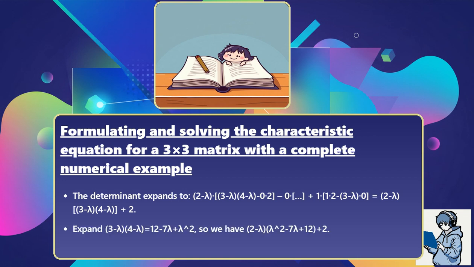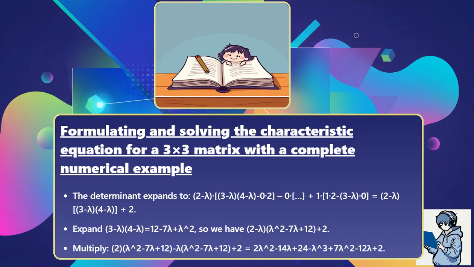Expand (3 minus lambda) times (4 minus lambda) equals 12 minus 7 lambda plus lambda squared. So we have (2 minus lambda) times (lambda squared minus 7 lambda plus 12) plus 2. Multiply 2 times (lambda squared minus 7 lambda plus 12) minus lambda times (lambda squared minus 7 lambda plus 12) plus 2 equals 2 lambda squared minus 14 lambda plus 24 minus lambda cubed plus 7 lambda squared minus 12 lambda plus 2.